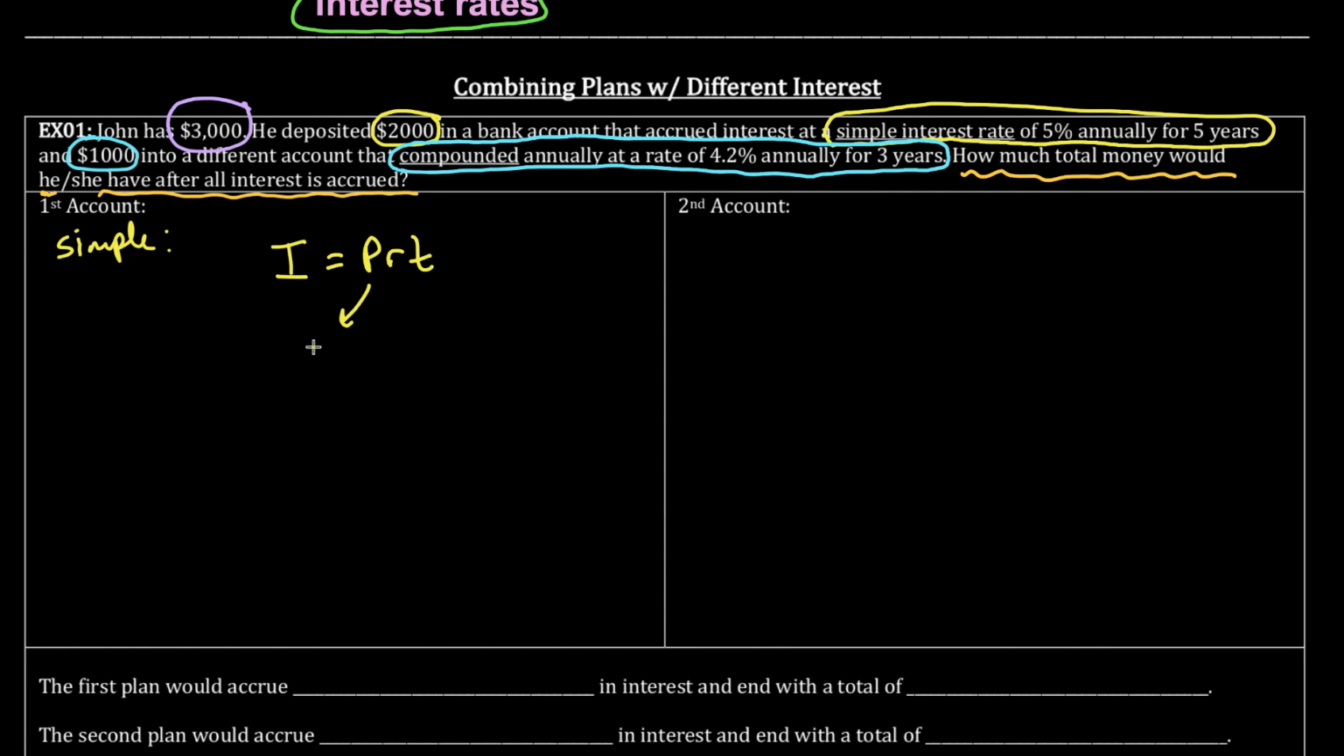So we have 2,000, and then times our rate. Our rate was 5%. We move the decimal twice, so we get 0.05, and then our time, it says 5 years. So that will give us our simple interest.